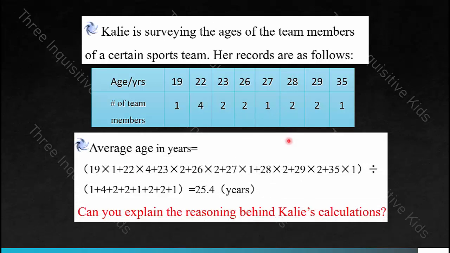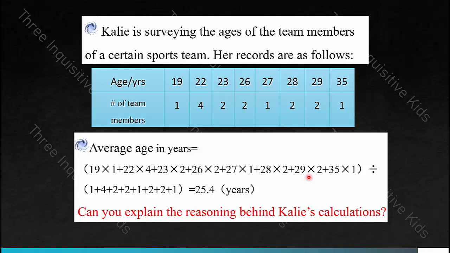For the average age in years, this is where we start calculating the mean. We first add up all of these ages. You see how there's 22 times 4. Why is there a times 4? Well, that's because there are really 4 people that are each 22 years old, so you have to count 22 four times. You count 26 two times, 28 two times, 23 two times, 29 two times. You only have to count 27, 19, and 35 one time because there's only one team member that's 19 years old, 27 years old, and 35 years old.